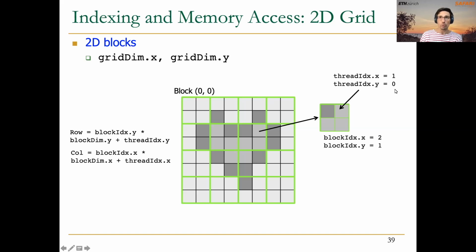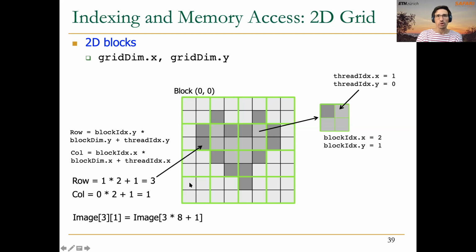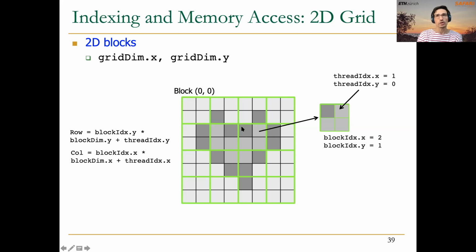So now, if we want to calculate exactly what's the pixel that is being assigned to one thread belonging to these 2-dimensional blocks, we have to calculate the row and the column. For example, for this one here, we first need to take into account the block index in the y direction multiplied by the block dimension in order to find where the specific thread block starts, and then we add the thread index inside the 2-dimensional block. And this way we obtain the row, and in a similar way we obtain the column.